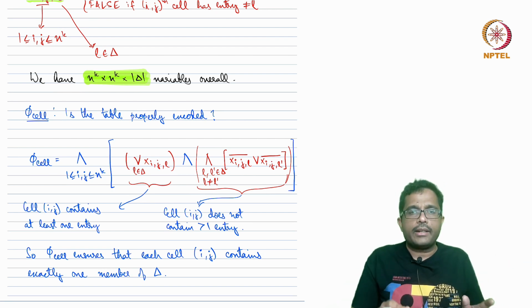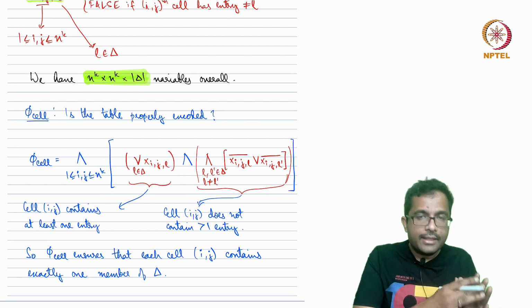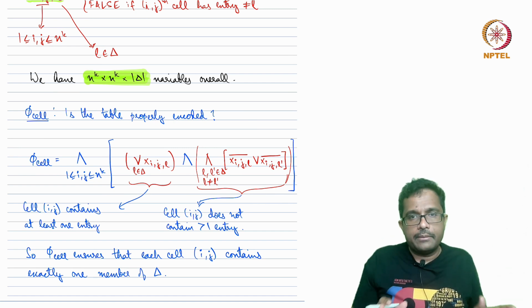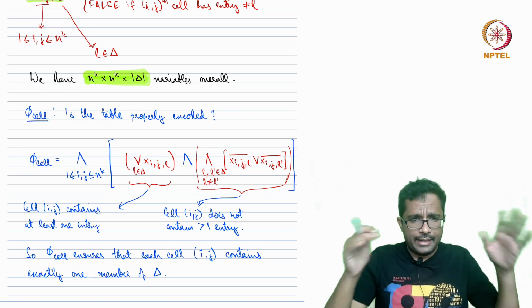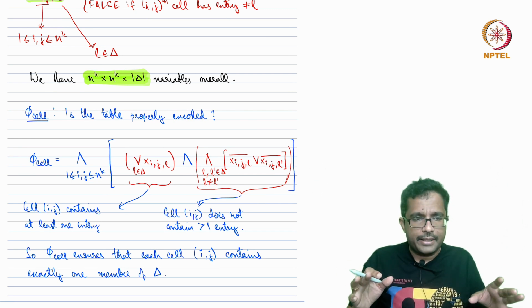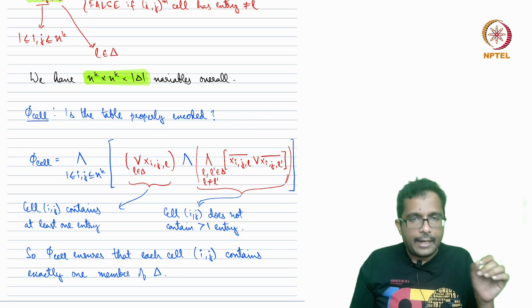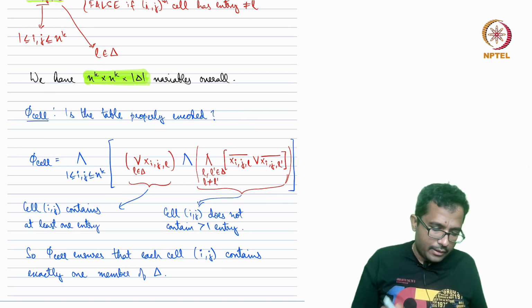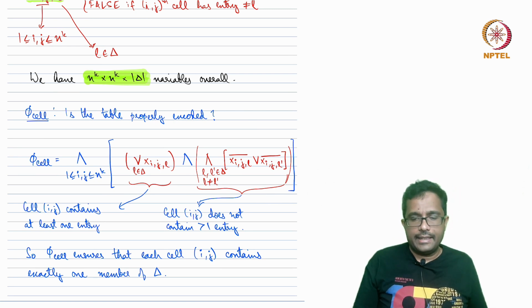So basically this is what I mean by, are the variables properly encoding an actual table? I'm not even bothered what the table contains. The table can contain garbage, but is it capturing one entry per each cell of the table? That is what the formula phi cell indicates.